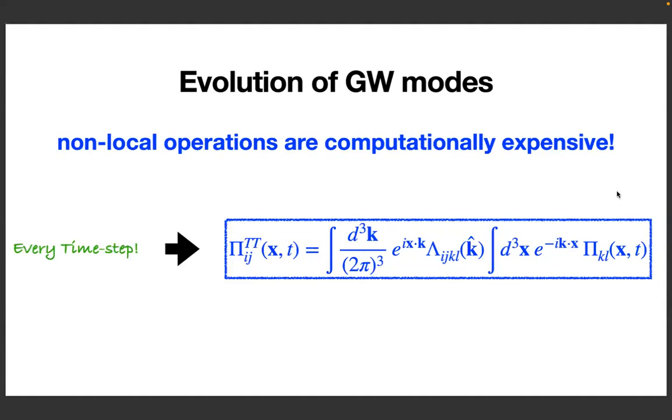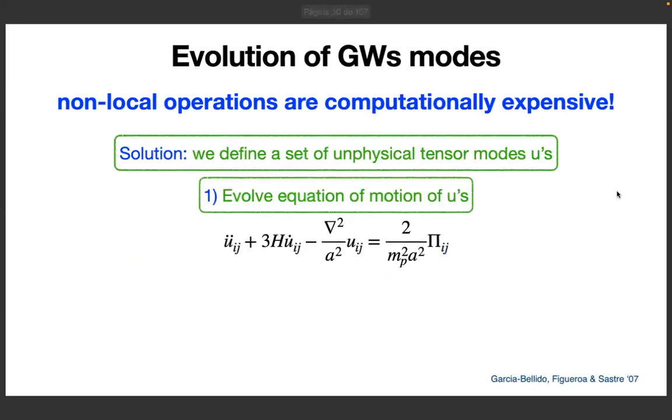Here, I told you, I say again, every time step we need to get this. So how do we solve it? Non-local operations are computationally expensive. Having to compute 2 Fourier transforms every time step is prohibitive. So what we do instead is evolve a set of unphysical tensor modes, what I call U, and let's evolve this equation of motion.